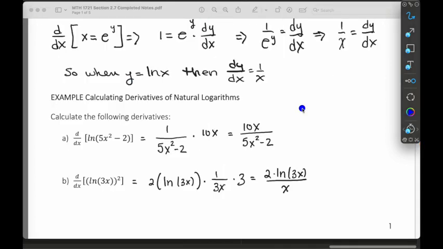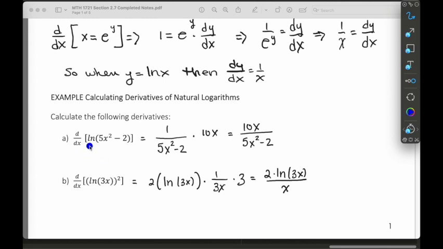Okay, now let's actually practice taking the derivative of log functions. So remember, when you take the derivative of a natural log, it's going to be 1 over x, x being whatever is inside the parentheses. Now, we have to remember to use the chain rule if there's something other than just x inside the parentheses, if there's some kind of inner function.